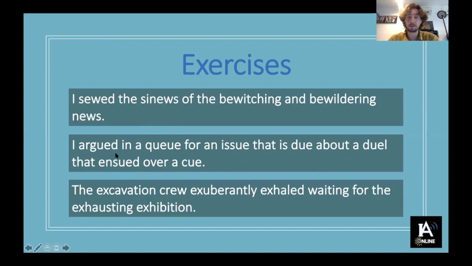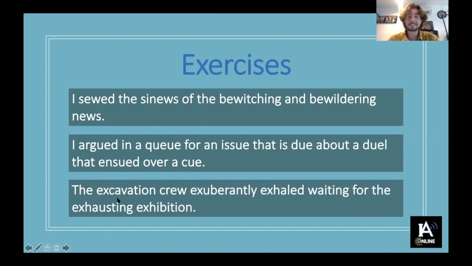I argued in a queue for an issue that is due about a duel, a little bit different, duel. You still have the U sound, then you end with ol. So duel, it almost sounds like you go ooh, duel. That ensued over a queue. That's a really good one to practice to get the U sound down, to produce the U sound.